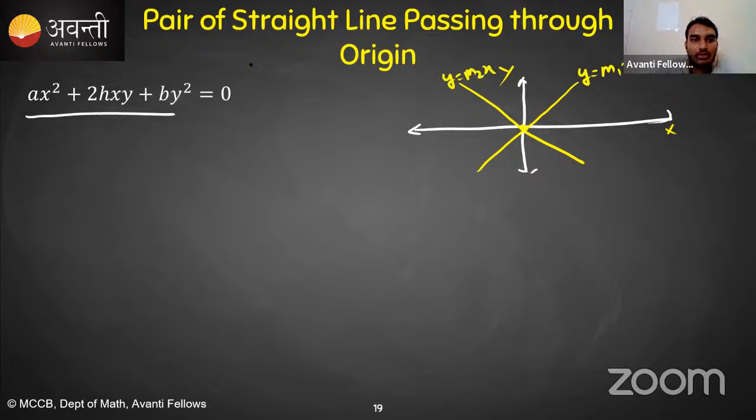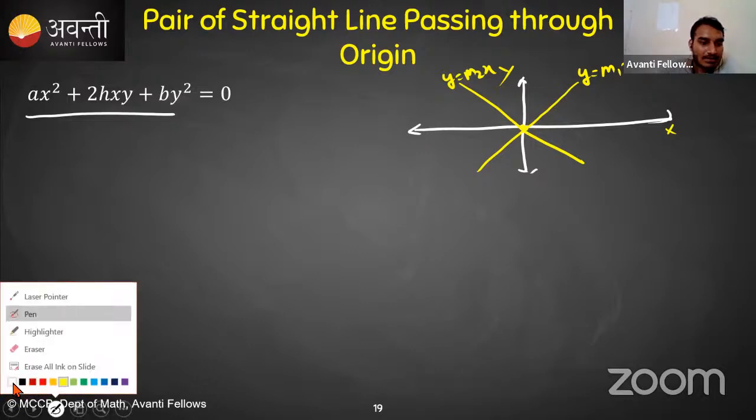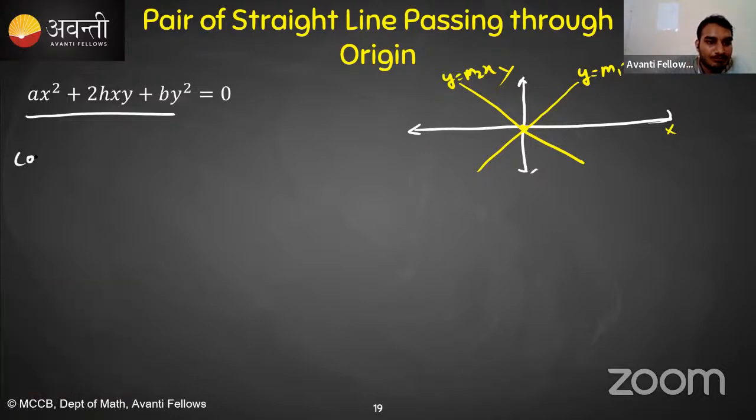Clear? Agree or not? This equation is giving two lines passing through the origin, but we can also assume those two lines as y is equal to m1x and y is equal to m2x, right? Yes or no? So if I ask you for the combined equation of the lines, what will come then?